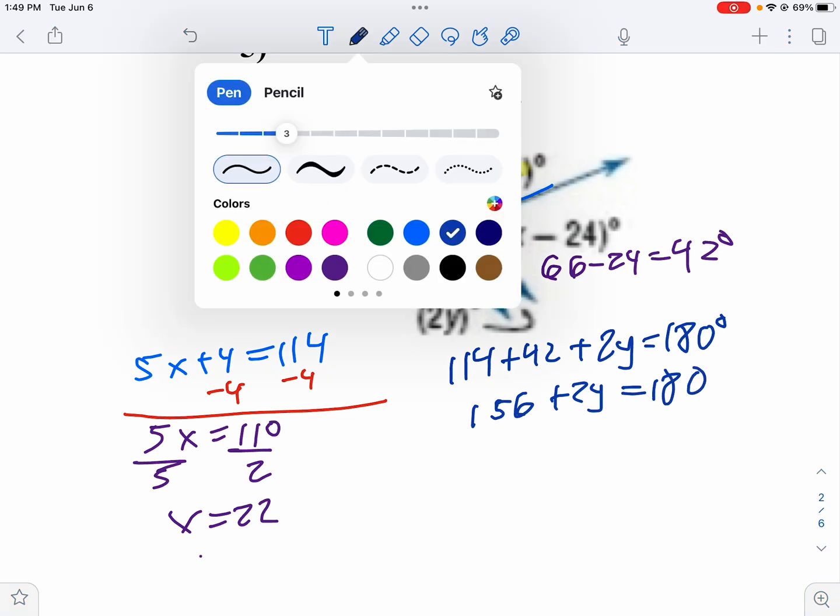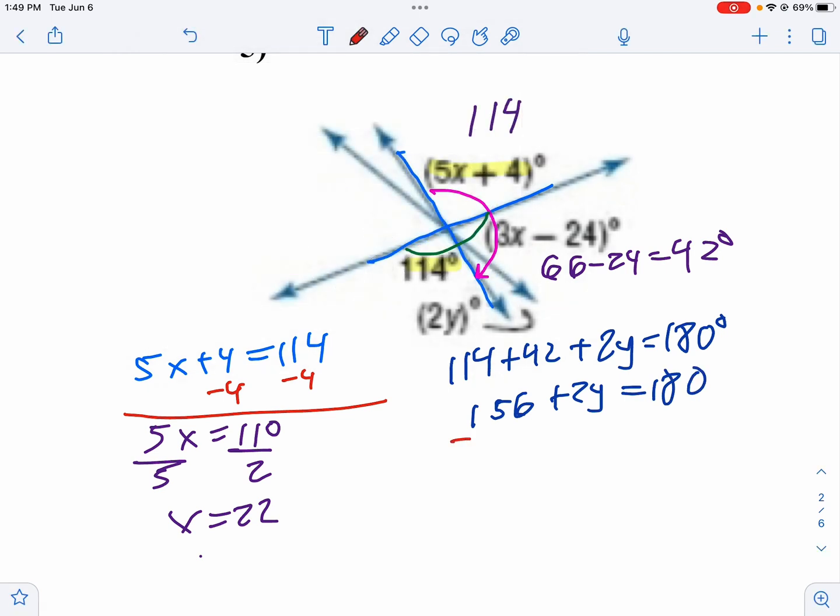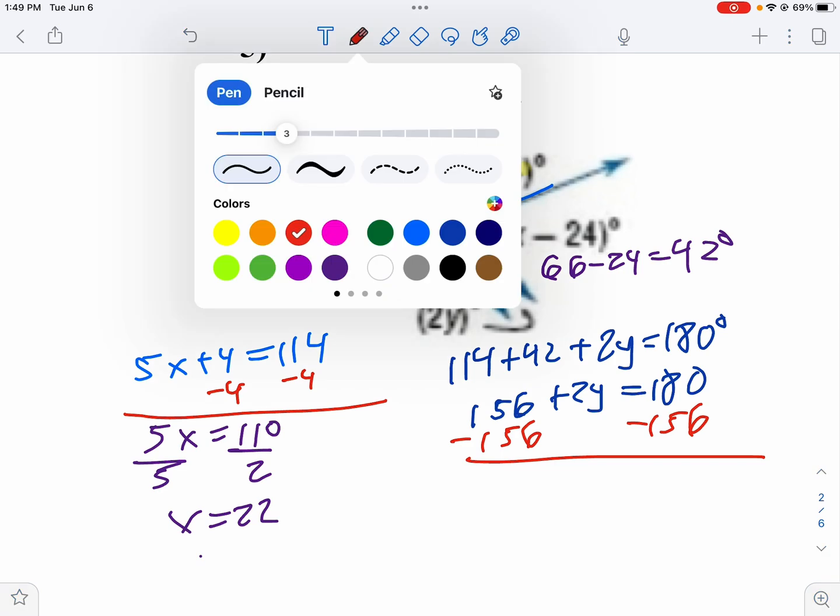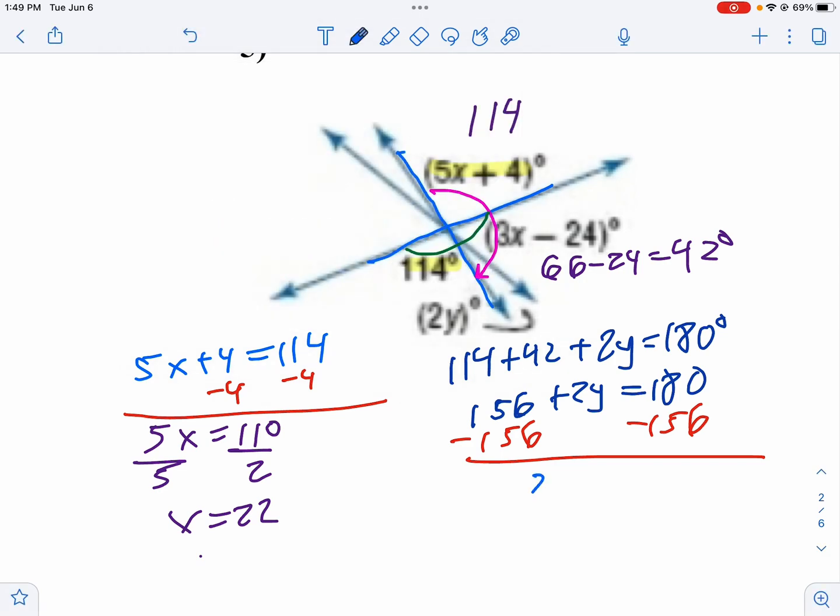So we'll subtract 156 from both sides. 2y equals 24. 24 divided by 2, y equals 12 on this question. That is, we got 22 and 12 for x and y.